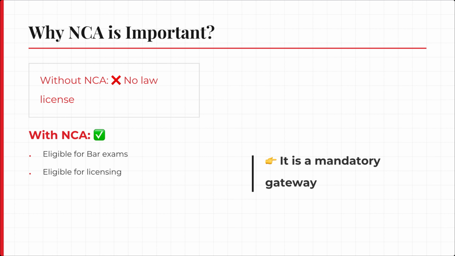Now, this is very important. Please understand this clearly. Without clearing NCA, you cannot become a licensed lawyer in Canada. So no matter how good your degree is, no matter how much experience you have, NCA is mandatory. But once you complete NCA, you unlock the next stage, which is the bar process. So think of NCA as a gate. If you clear it, the path opens. If you don't, you cannot move forward.